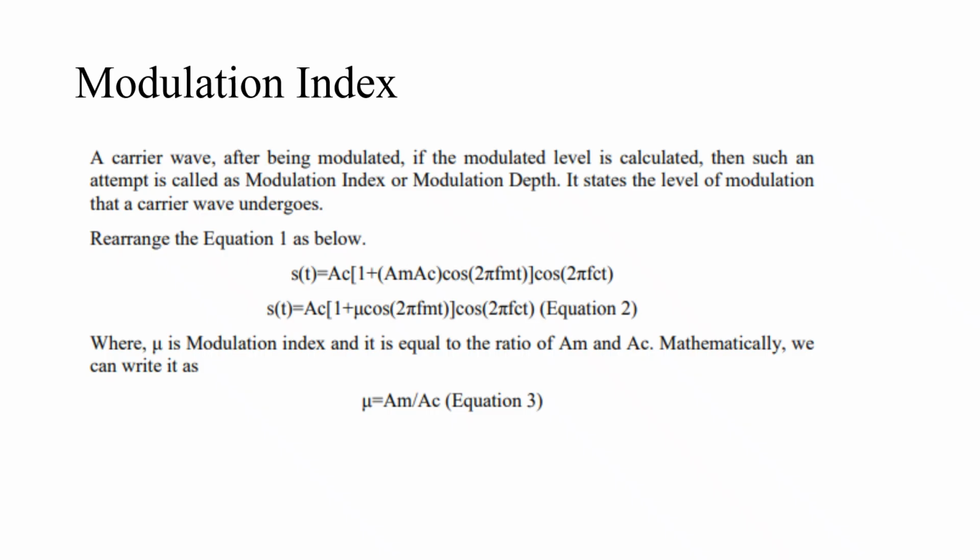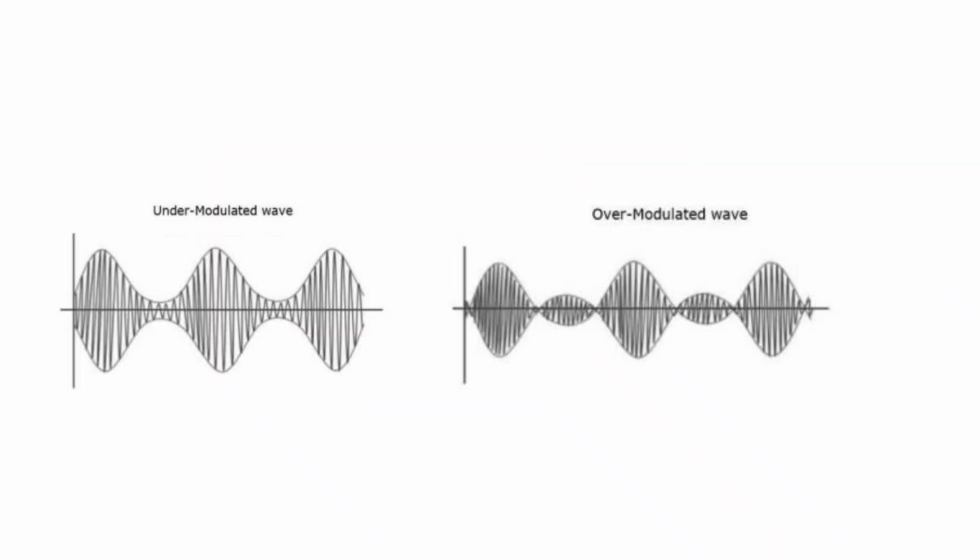The value of mu is equal to Am by Ac. From this, the depth of the modulation is indicated. It is of three types: under modulation, over modulation, and critical modulation. Under modulation means the value of mu will be less than 1, and over modulation means the value of mu will be greater than 1.